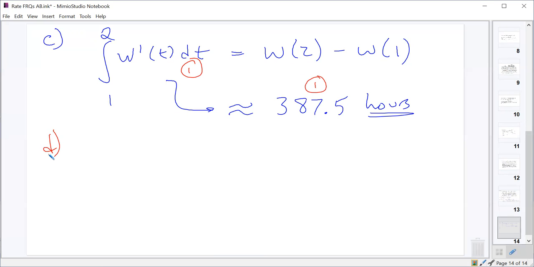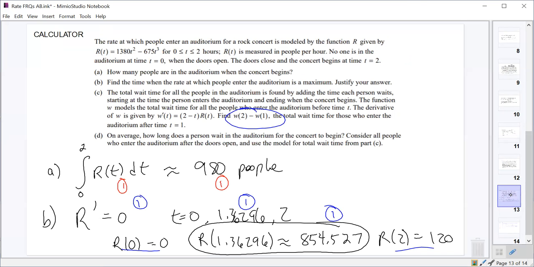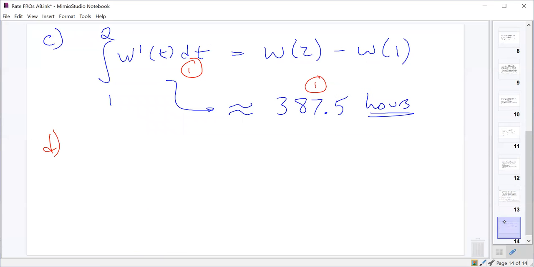Good? Pretty good there? Yeah. Part D, we want to know on average, how long does a person wait in the auditorium for the concert to begin? We're considering all people who enter the auditorium after the door is open. So what is the total amount of wait time for everybody? What's the total amount of wait time that everybody has?